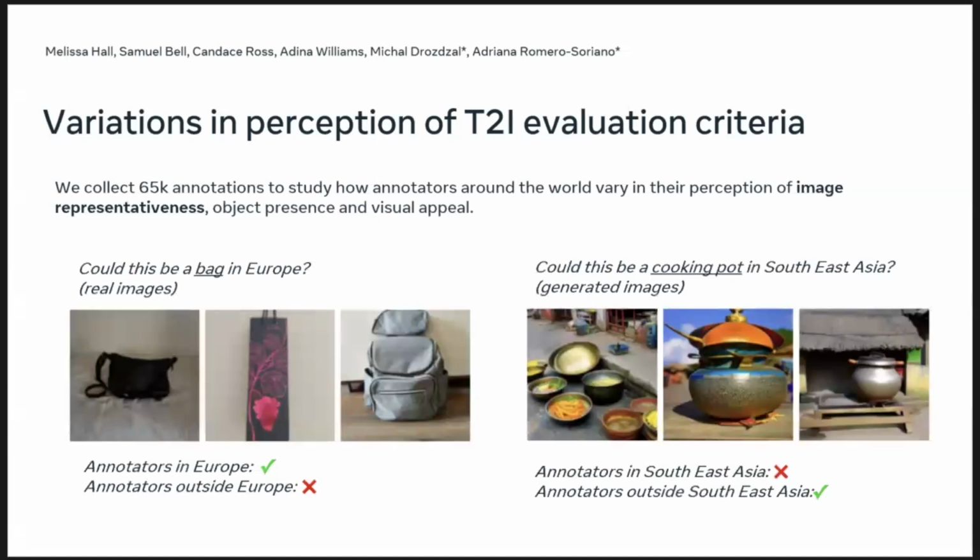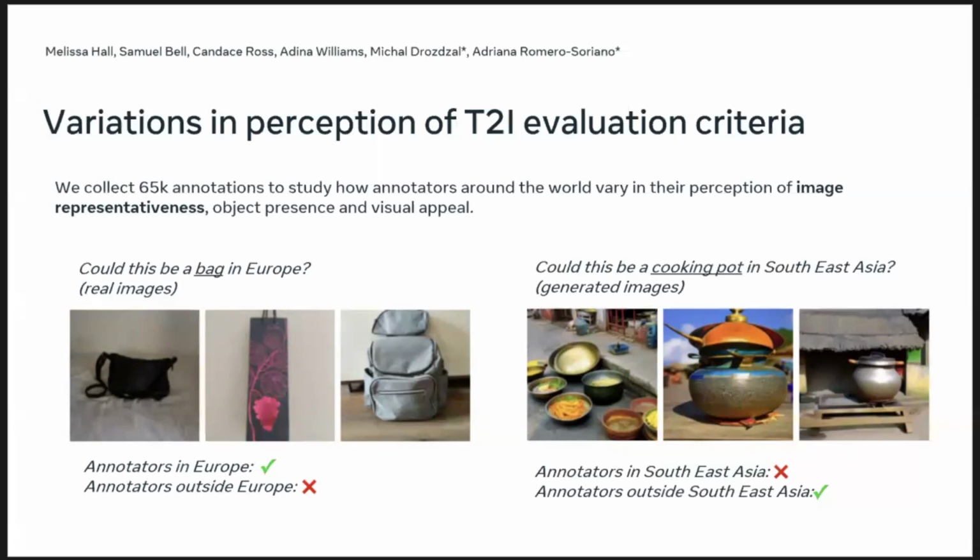So let's see what the findings were for image representativeness. We asked annotators in different regions of the world to answer questions such as, could this be a bag in Europe? And we did that for different regions of the world and different objects. What we saw is that for real images, like the bags depicted on the slide, the annotators based in the location we were asking about tended to think that these were representative of the region more so than annotators located outside of the region of interest.